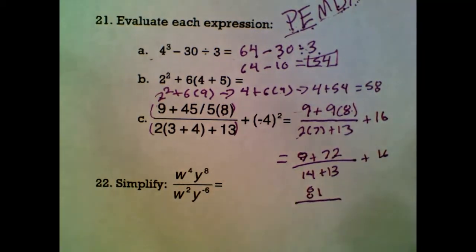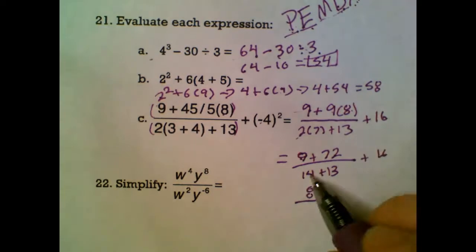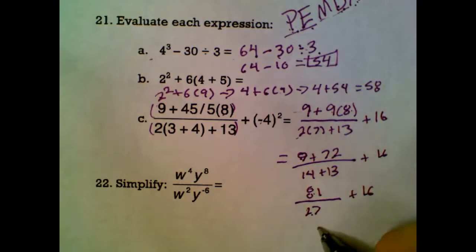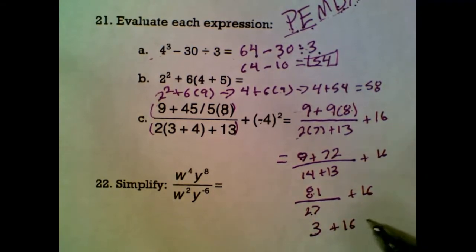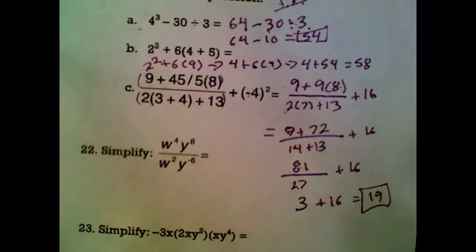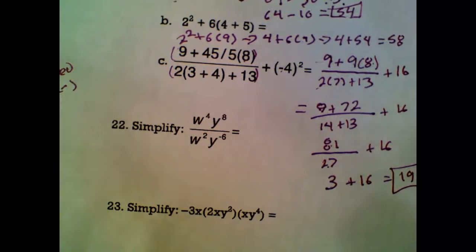81 over 14 plus 13, 27, plus 16. 81 divided by 27 is 3 plus 16. 3 plus 16 is equal to 19. So there's your answer for that one. A little bit more work, but not terrible. 19 right there. Okay, now we're on to simplifying some of these algebraic expressions with exponents.